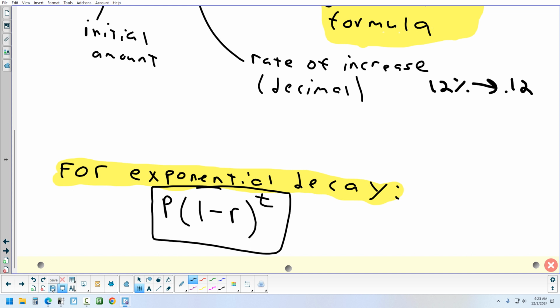Another type of exponential decay you might know of, I don't know what science class you've taken so far, but if you've ever talked about half-life, that usually applies to nuclear or radioactive material. That's a specific type of exponential decay. It's a 50% decay, half-life. So we'll look at an example to finish up with that.